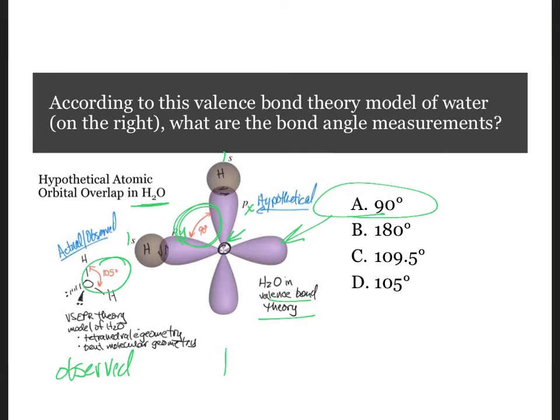Remember, the ideal tetrahedral angle is 109.5 degrees, but because we have these two lone pairs pushing this bond angle shut, we observe a 105-degree bond angle according to valence shell electron pair repulsion theory. So here we have a big disconnect where valence bond theory is not working for us. That's why we have to adjust it and invoke hybridized orbitals to make it work.